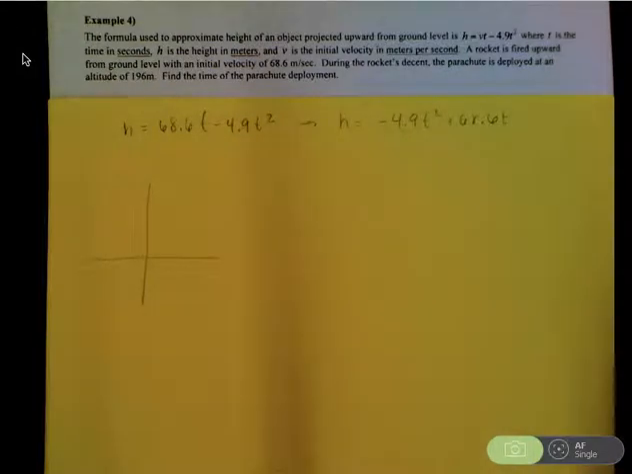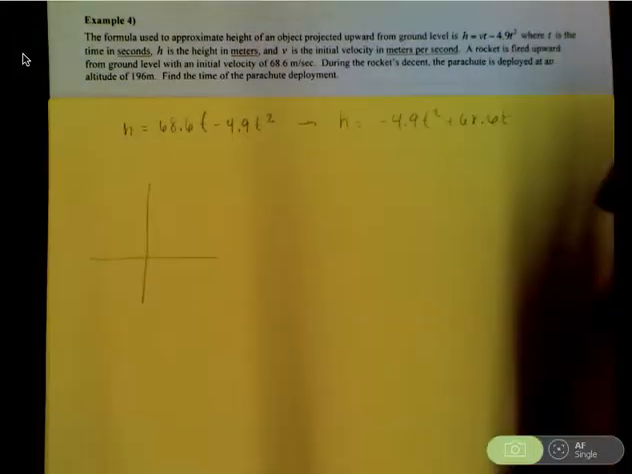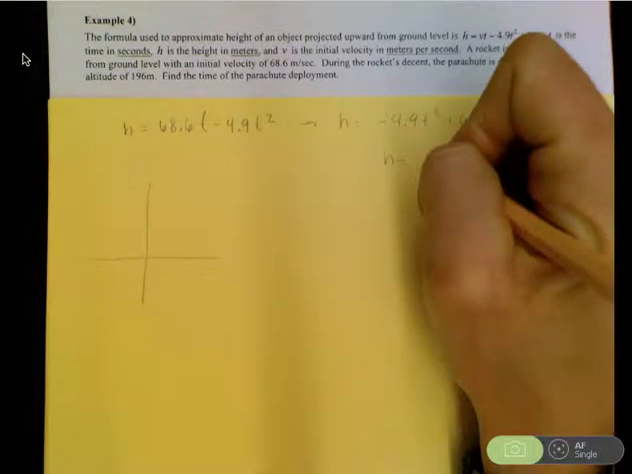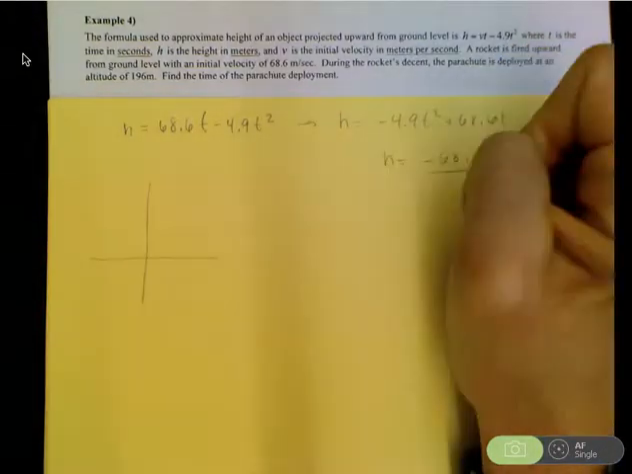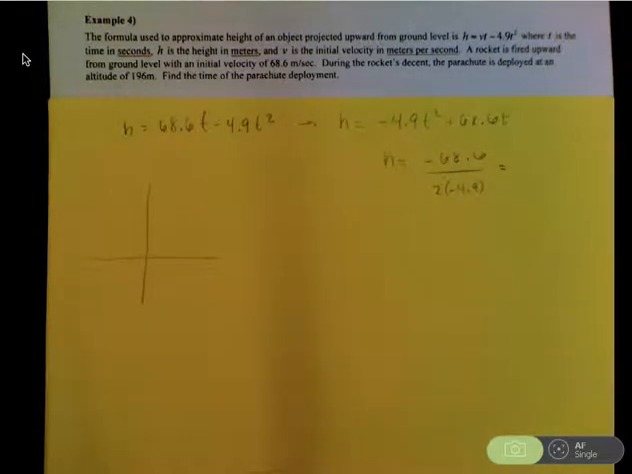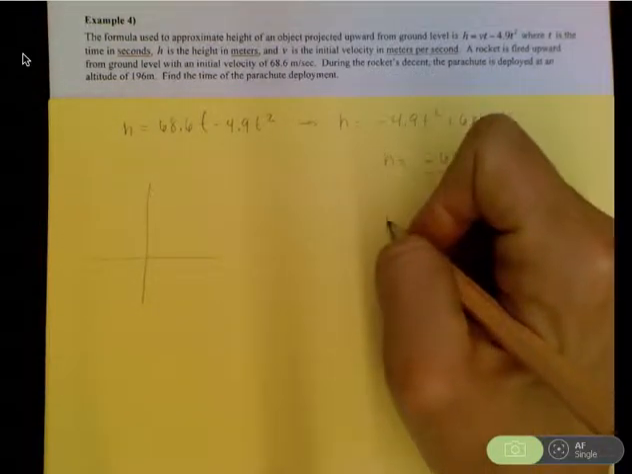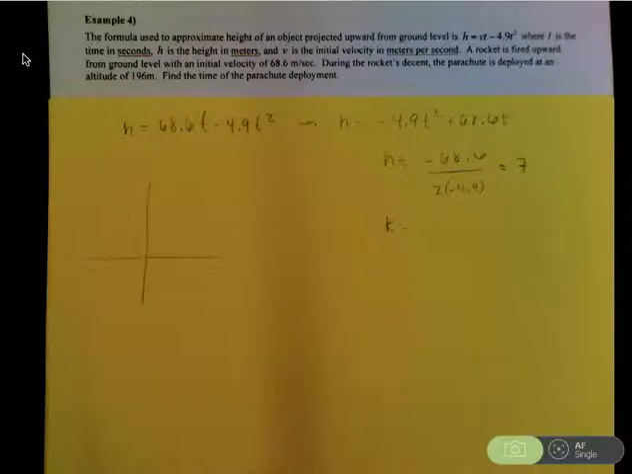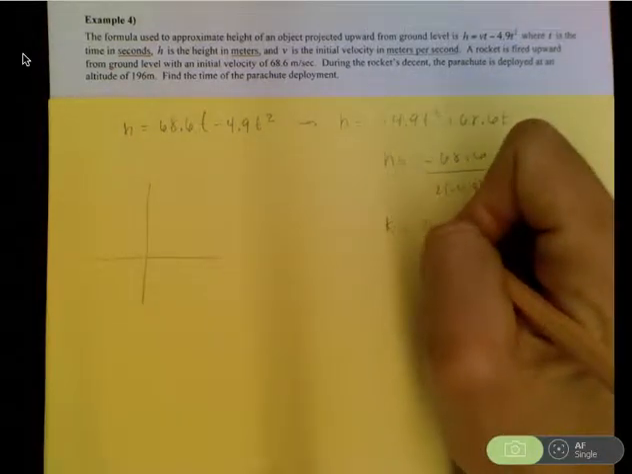Let's find the vertex of this thing, just to look. So negative b over 2a, let's see what that gives us. Negative 68.6 divided by negative 4.9 times 2, that gives us a vertex of 7. And let's just see what the k value is. Negative 4.9 times 7 squared plus 68.6 times 7. Okay, and that gives us 240.1.